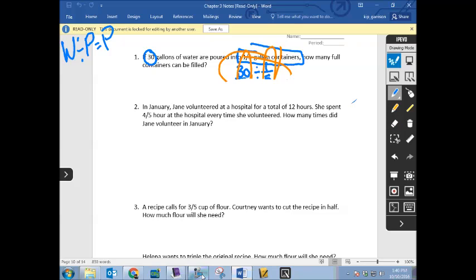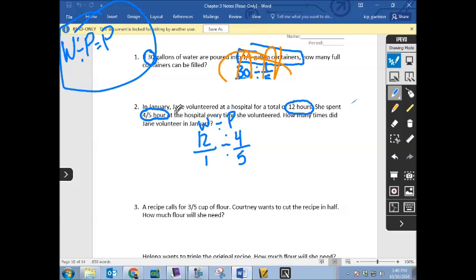In January, Jane volunteered at a hospital for a total of 12 hours. She spent 4/5 of an hour at the hospital every time she volunteered. How many times did Jane volunteer in January? Again, right back to this, guys. You're going to hear me say it all the time. What's being divided up? Is she dividing up the 4/5 hours into smaller groups, or is she dividing up her total of 12 hours? Hopefully you're all saying she's dividing that by 4/5. That's the whole. The part is just how long she's spending every time she volunteers.